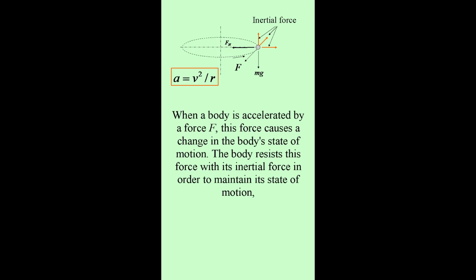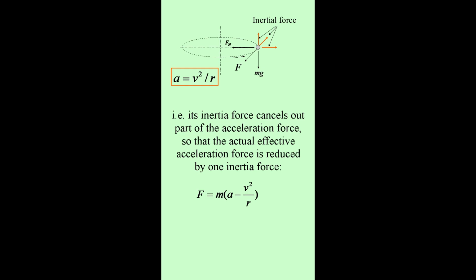When a body is accelerated by a force F, this force causes a change in the body's state of motion. The body resists this force with its inertial force in order to maintain its state of motion. I.e., its inertia force cancels out part of the acceleration force, so that the actual effective acceleration force is reduced by one inertia force.